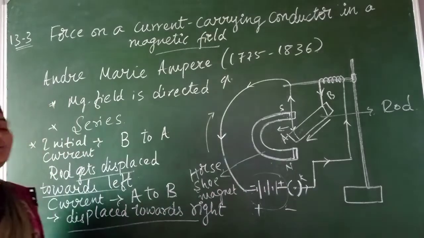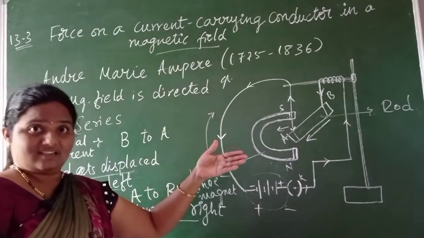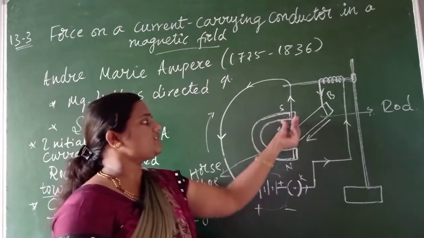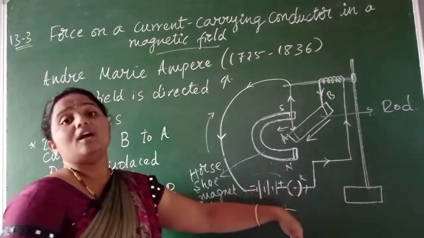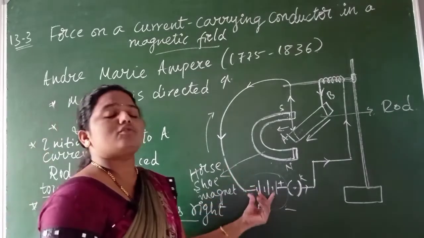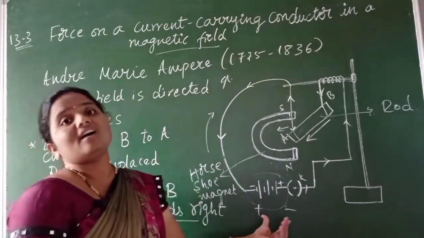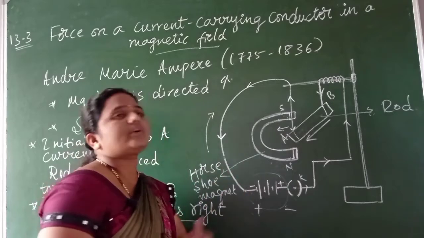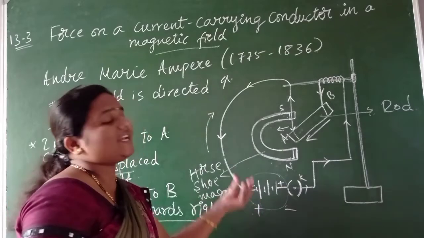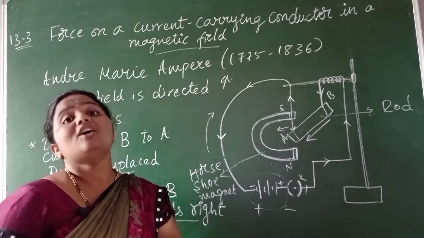And we can also do the same setup with the magnetic field directed downwards. When we change the polarities of the magnets, the magnetic field becomes downwards. If we observe in that case also, the direction of the force changes according to the change in the direction of the flow of current. So one very important thing we have confirmed with this activity is that the direction of the force is related to the direction of the current as well as the magnetic field.